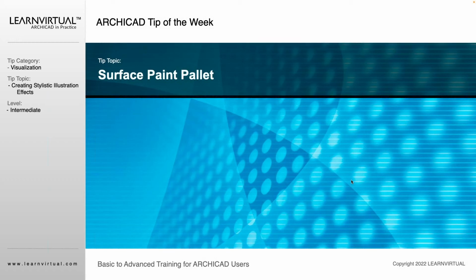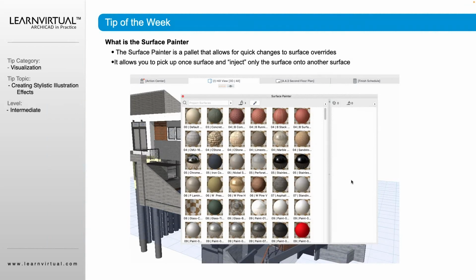All right, getting to our tip of the week, we're going to look at the Surface Painter palette. For any of you that are unfamiliar with our Surface Painter, it is a palette within ArchiCAD that allows for quick changes to surface overrides. It allows you to pick up the surface from one element and more or less inject it into another surface. And this works differently than our inject key because it is only affecting the surface override of that element.